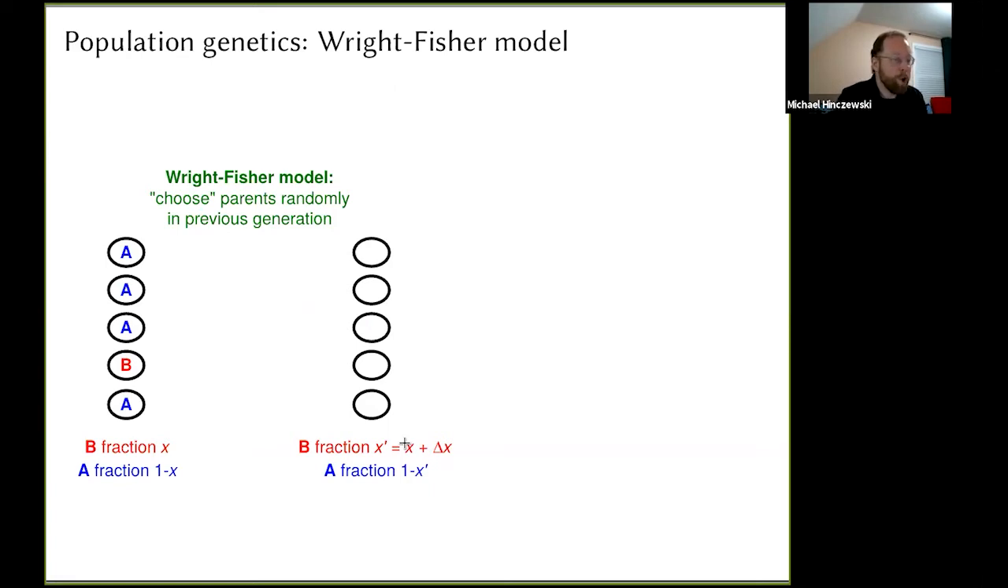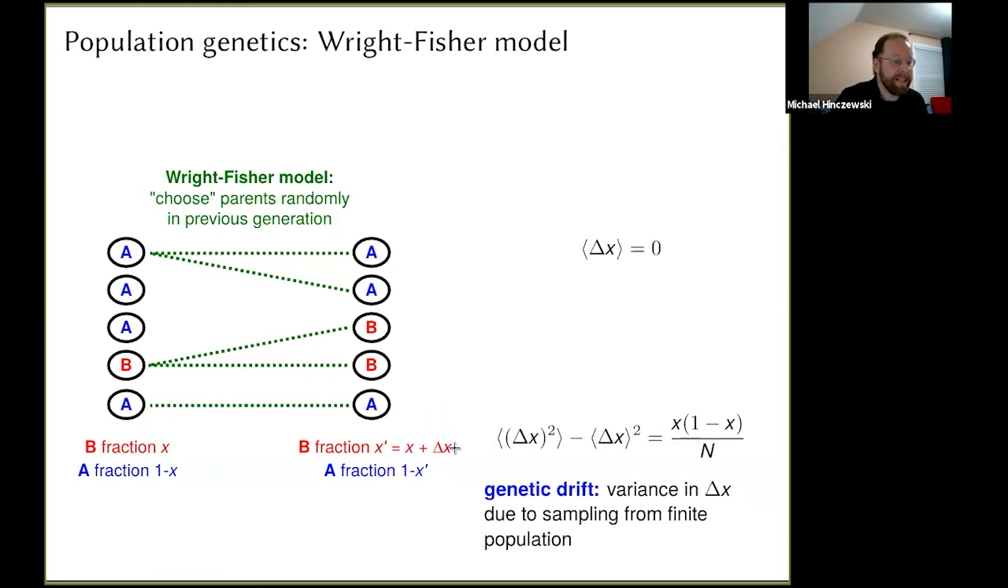So if you had no mutation and no selection, what we call a vanilla Wright-Fisher model, the way the next generation is chosen is basically you choose your parents randomly from the previous generation. You draw lines to the previous generation and then just copy over the type from the previous generation, right? If you do that and look at the fractional change in the B fraction, delta x, over an ensemble, repeating this many times, you can calculate ensemble averages of delta x. It turns out that the average of delta x would be 0, but the variance in delta x would go like x times 1 minus x divided by N, where N is the size of the population.